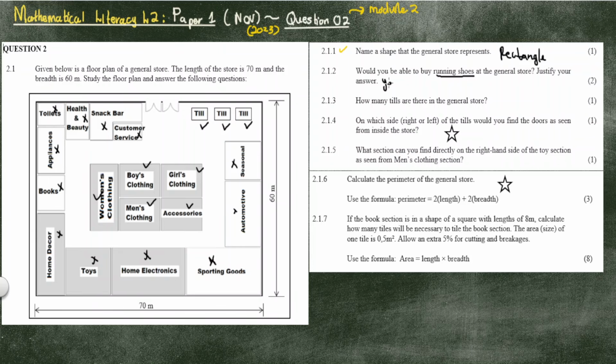So 2.1.2, would you be able to buy running shoes? The answer should be yes. This shop, sporting goods, is where you can get running shoes. We have to justify our answer. It's because there is a shop for sporting goods. I think that is the only place where you can get running shoes.